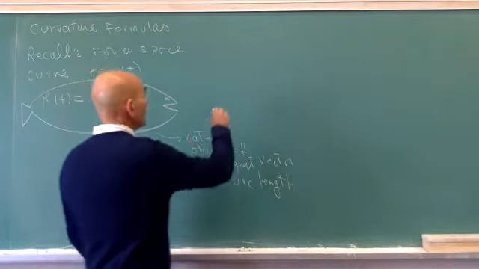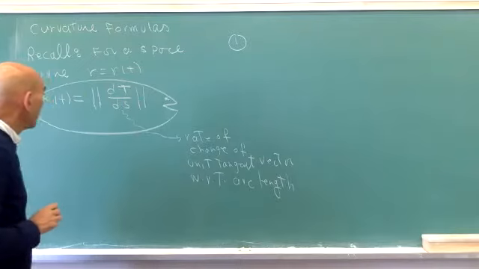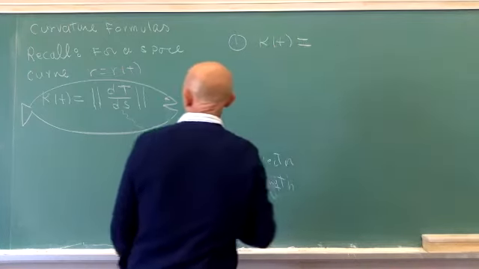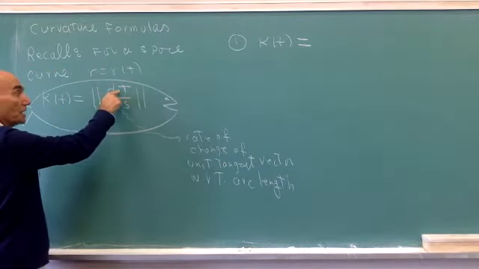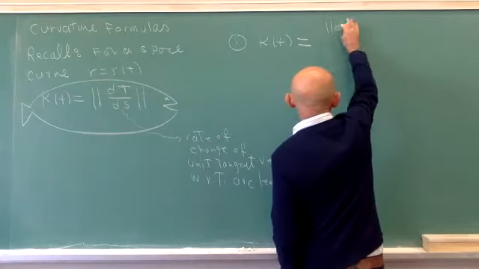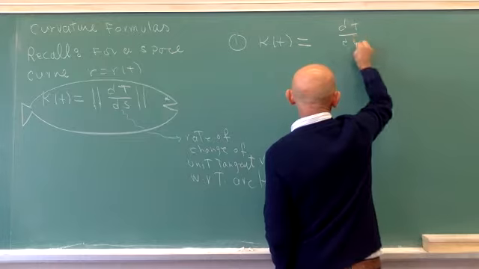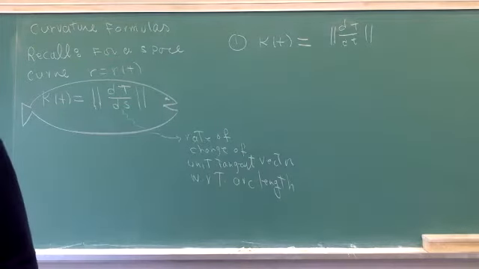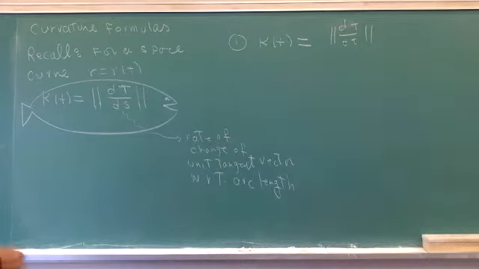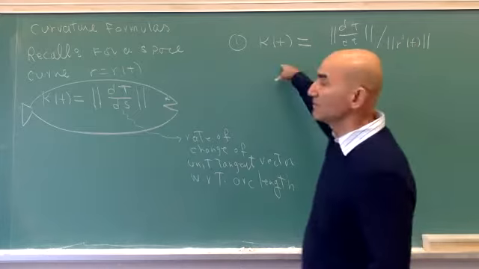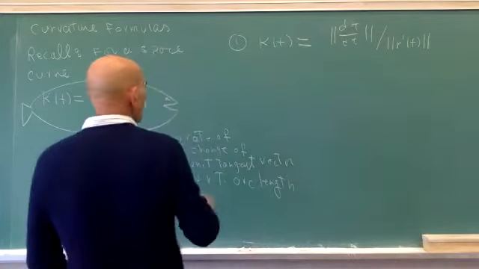So the first formula that I said is the following. You can just show that kappa of t is equal to, we can take the rate of change of T with respect to the parameter t, which is the original parameter. In other words, I can just take dT/dt, and then I have to divide this quantity by the rate of change of r with respect to time, by the norm of r prime of t. This is the first formula. That's kind of better than this one. You will see why. So let's prove this.